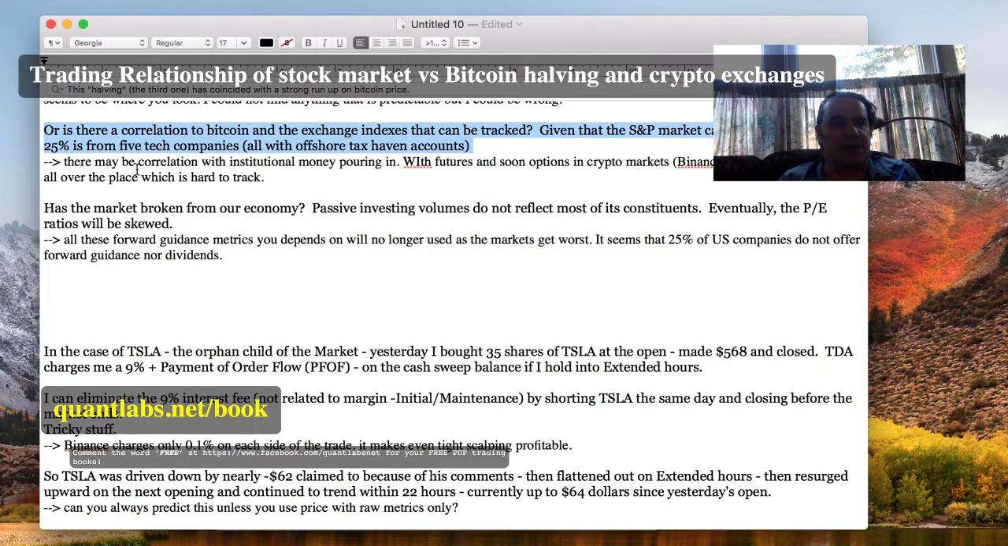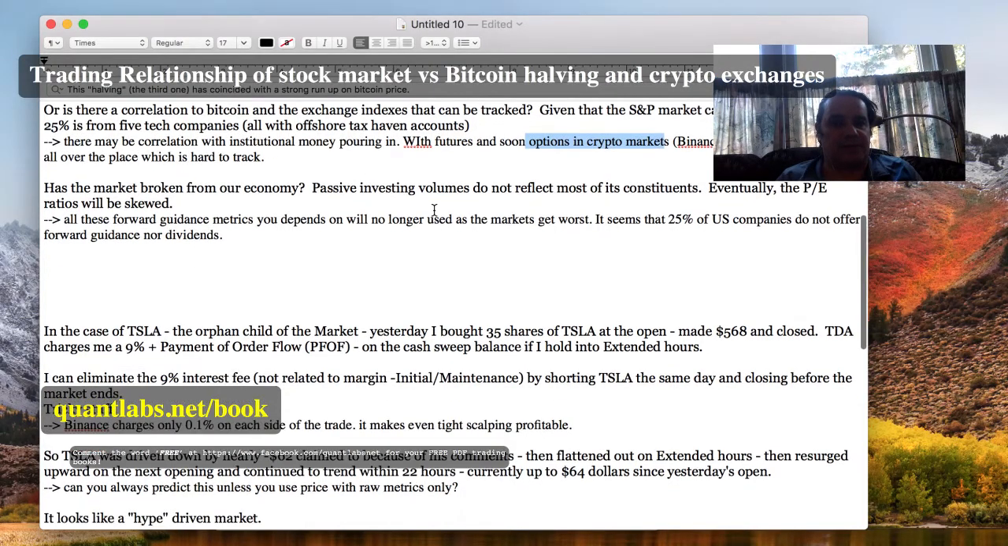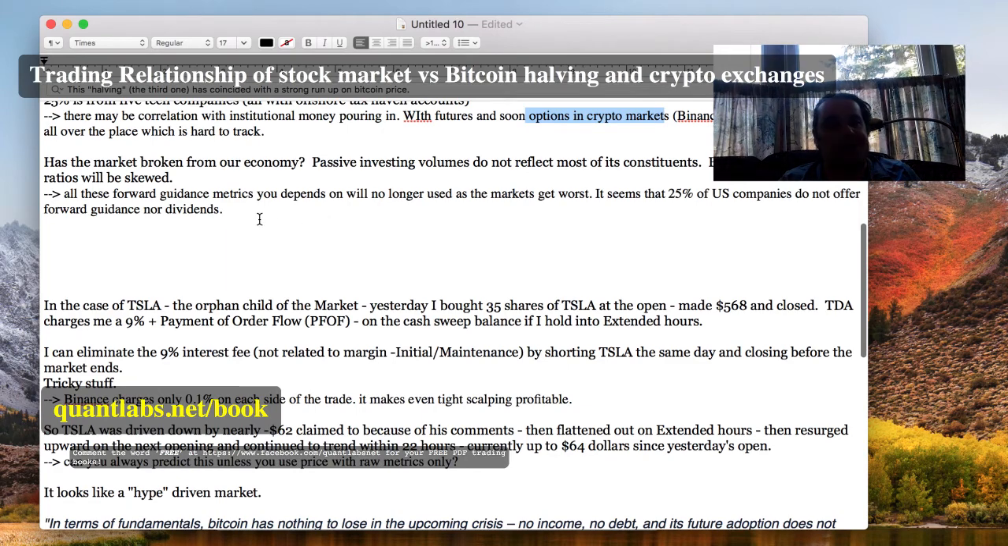So I responded, there may be a correlation with institutional money pouring in. This is the crypto market. With futures and soon options of crypto markets on Binance, it seems to be spread all over the place, which is very hard to track, which is true. You can sort of track the futures market now versus the spot market. But the majority of it seems to be going into the futures market, and with some of the big exchanges, it's hard to track what goes where and where it's coming from. You get better data, and then you also have these options now coming in on Binance, which really doesn't make tracking and predicting easier.